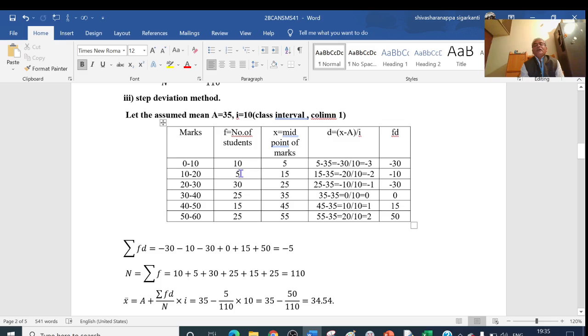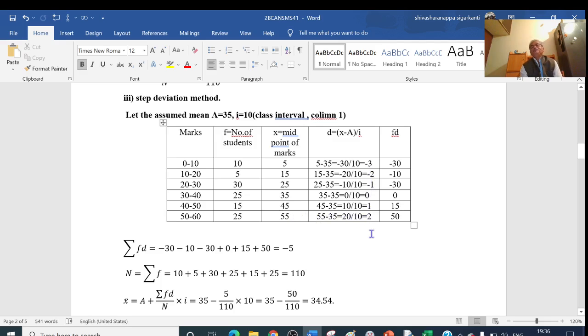Then the second one, x is 15. 15 minus 35 is minus 20, divided by 10. That is minus 2. Then the third row, 25. X is 25 minus a, 35, is minus 10. Minus 10 divided by 10 is minus 1. Then 35 minus 35 divided by 10. This is 35 minus 35 is 0. This is equal to 0. 45 minus 35 is 10. 10 by 10 is equal to 1. 55 minus 35 is 20. 20 by 10 is equal to 2.